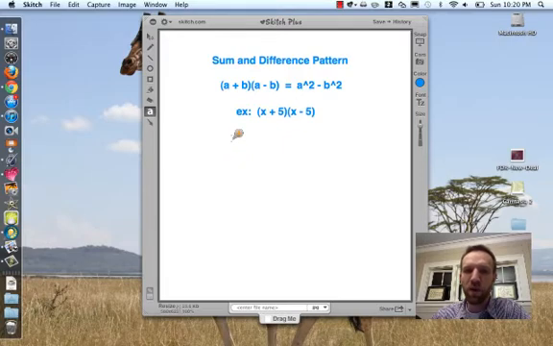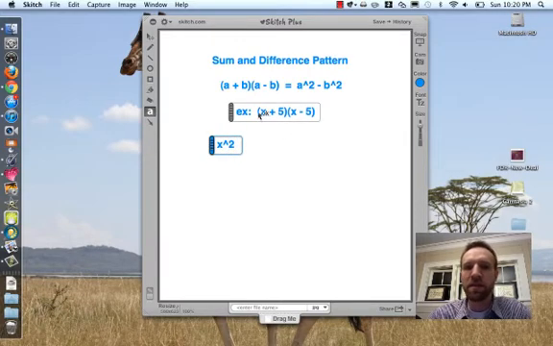Knowing how to FOIL, we are going to multiply the four terms together: the first, outer, inner, and last. So when I do that, I'll take x times this x and get x squared. Then I'm going to take the x times this negative 5 over here, and I'll have minus 5x. Then I'll take this positive 5 and multiply it by this x. So then I have a positive 5x, or plus 5x. And then I'm going to end with this 5 times this negative 5, which is minus 25.